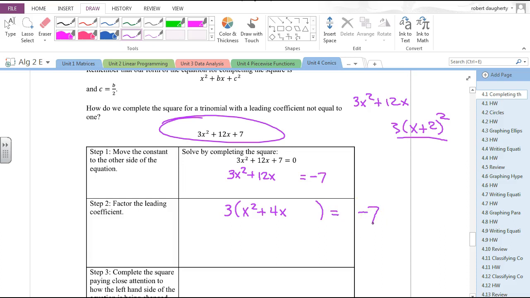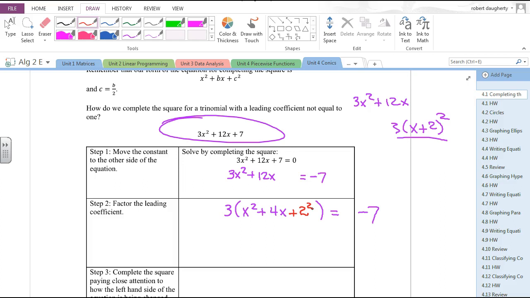Now, how do I complete the square looking inside the parentheses? How would I complete the square here? What do I look for? What number? What's half of 4? 2. So I need to add what? 2 squared, okay? What's 2 squared? 4. So it looks like on the left side of the equation I added 4.